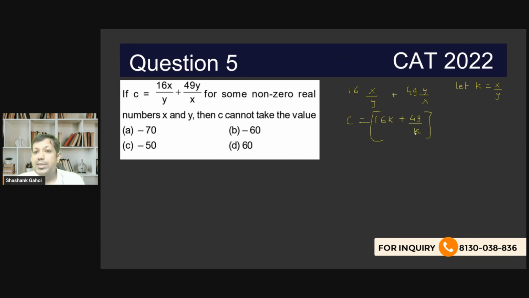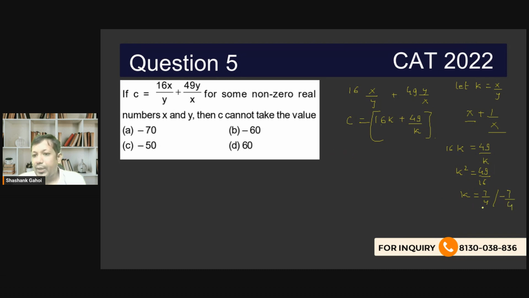Now this is similar to x plus 1 upon x, which I told you about. When I want to minimize or maximize a function, I am going to set the two terms equal. So I'm directly going to put both values equal. So 16k is equal to 49 upon k. From here I am going to get k square is equal to 49 upon 16. So k comes out to be 7 upon 4, or minus 7 upon 4.